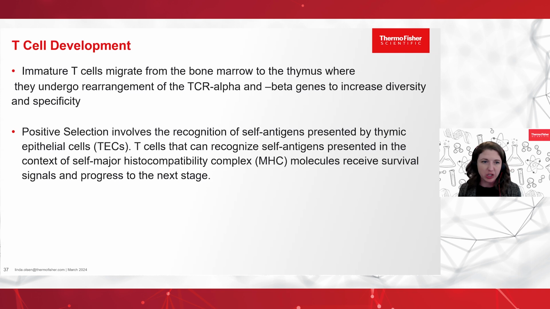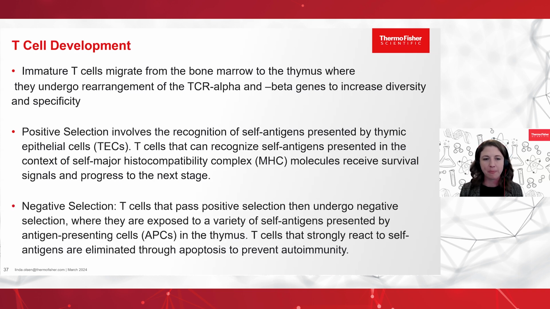They then go through a selection process where they have to be able to recognize self antigens presented by cells within the thymus. The T cells that can recognize self antigens as something to tolerate, if they can recognize those self antigens with the MHC or HLA complex, are allowed to grow and continue. Any cells that can't engage with self antigens and MHC go through apoptosis and are eliminated.